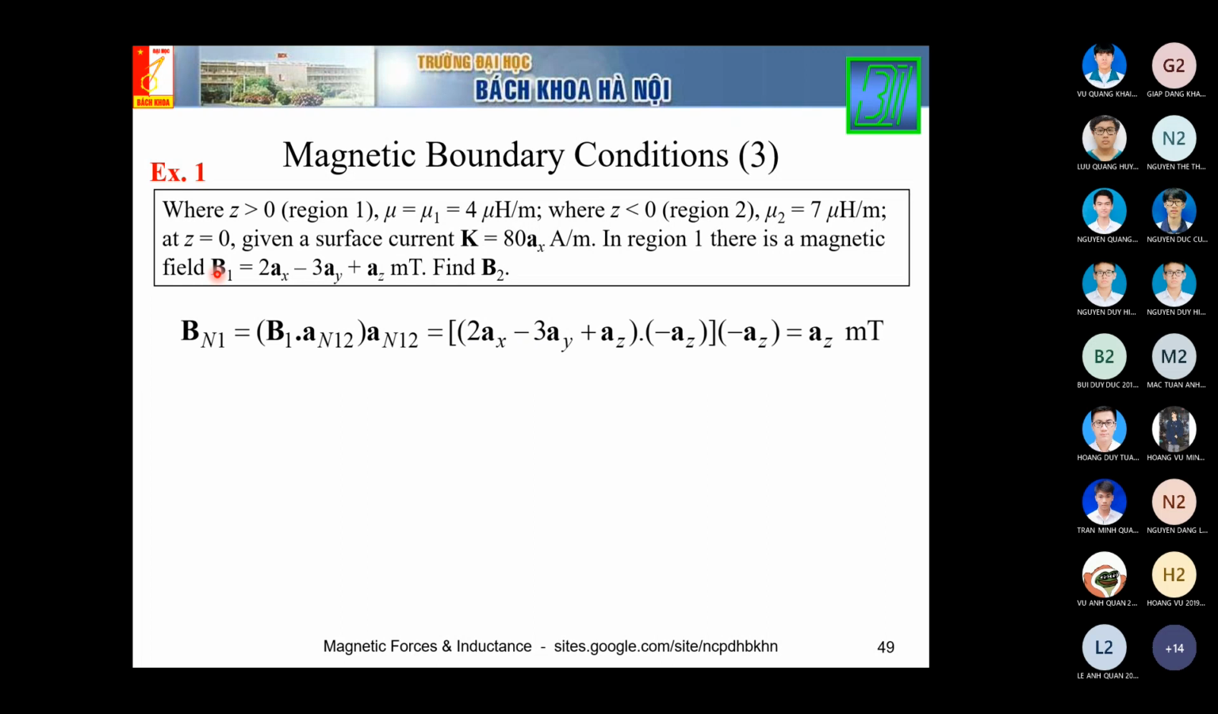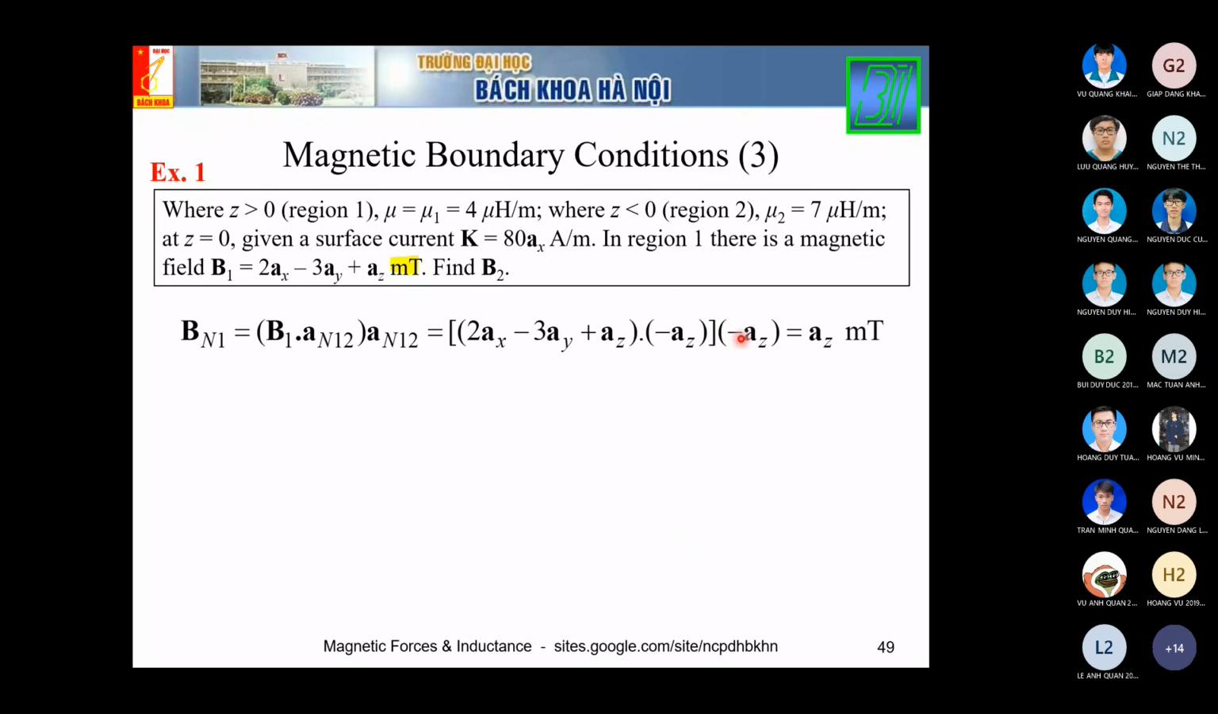Are you okay? One more thing you have to pay attention to is the unit of B. Normally, the unit of B is the millitesla, not tesla. Be careful about this. So we found Bn1.